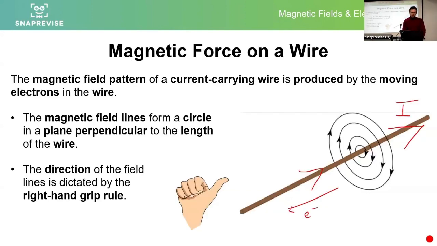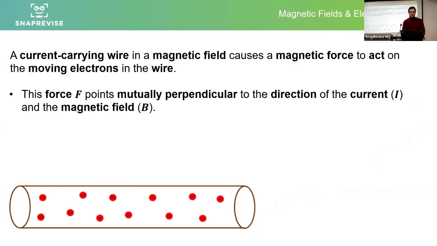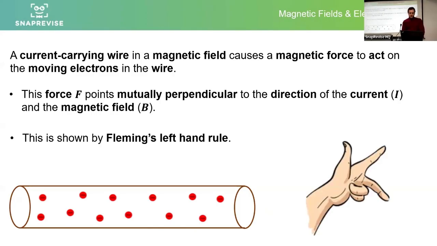What happens is a magnetic force acts on our wire. The next question is, what direction does that force act in? And for that, we need our Fleming's left hand rule. Okay, so a current carrying wire in a magnetic field causes a magnetic force to act on the moving electrons in the wire. Why does this occur? So let's say the current is flowing left to right, therefore my electrons are all moving right to left.